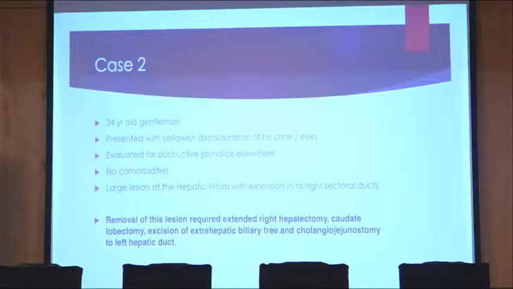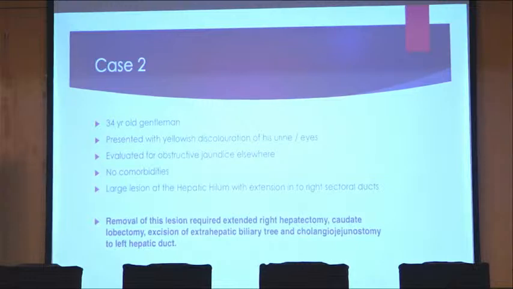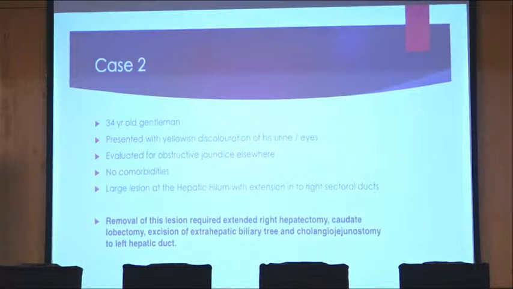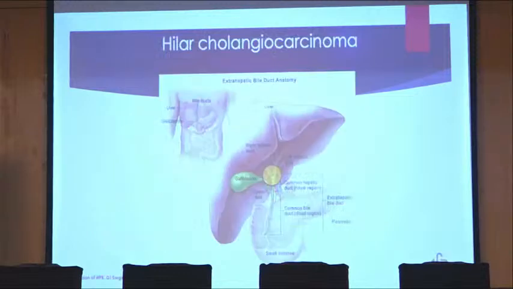So next, we have case 2. This was a 34-year-old gentleman. You can see the age group now; we are seeing malignancies in this age group. This is a 34-year-old, well and fit, who was just evaluated for jaundice, with no comorbidities. On evaluation, he was found to have a large lesion in the hepatic hilum with extension into the bile ducts. To give a hint, this was a hilar cholangiocarcinoma.